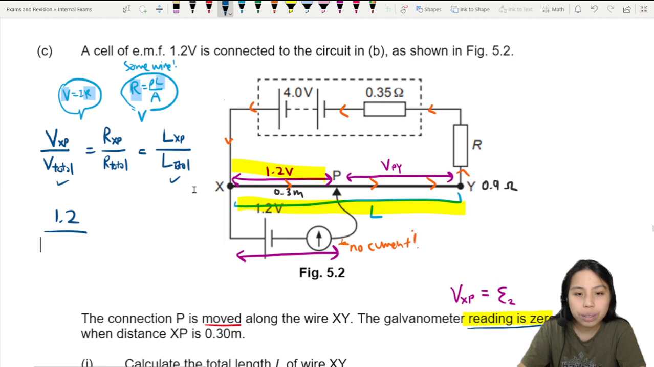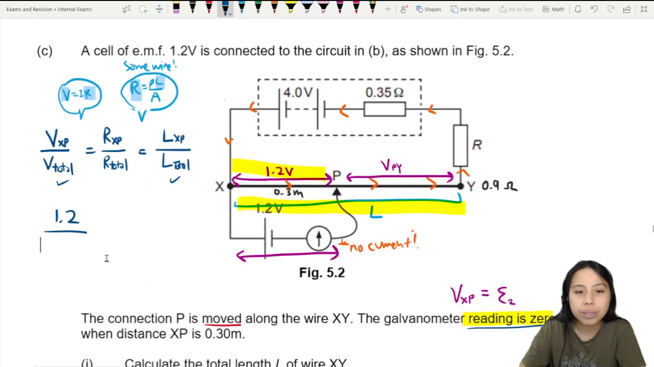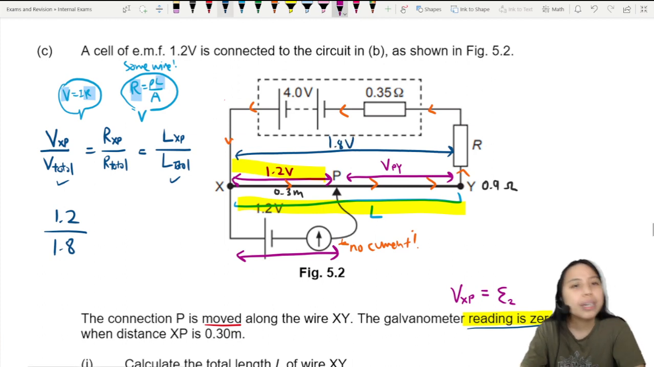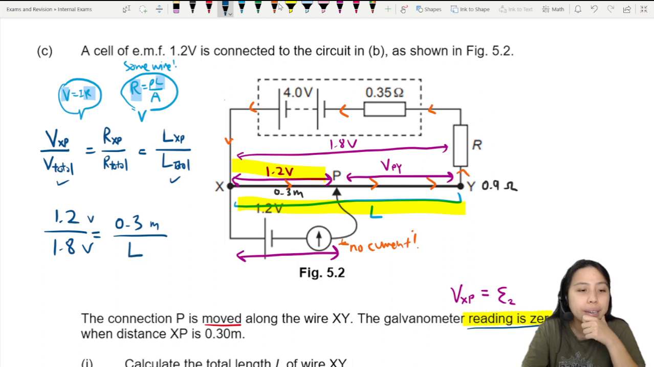Over the total. Now what's the total again? Let's go back up. Here, total is 1.8. So let's put 1.8. It's labeled here also, so you know this whole thing is 1.8 volts. Right? Okay, next one, length. So length of XP is 0.3 meters. These are in volts. Over the total length.